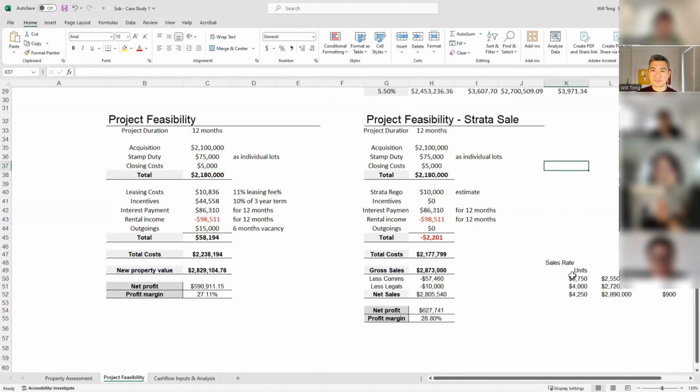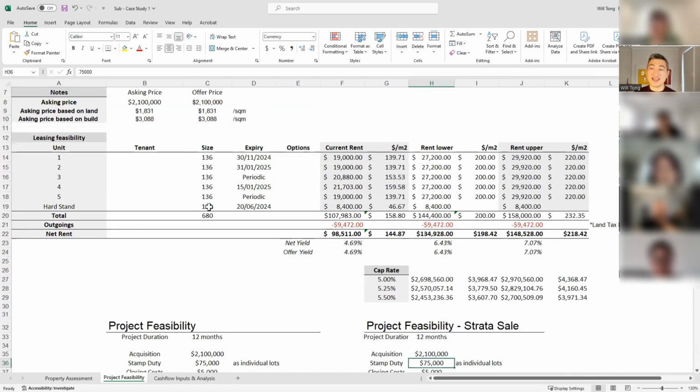So looking at the fees here, that's the acquisition. Obviously you've got the $2.1 million acquisition price. The stamp duty is $75,000. Now, I need you guys to pay attention to this one. For those of you who are familiar with stamp duty, you will probably know that that looks pretty cheap for a $2.1 million property, because stamp duty is usually between 5 to 6%. So why is that the case? It's because this complex is actually already strata titled.